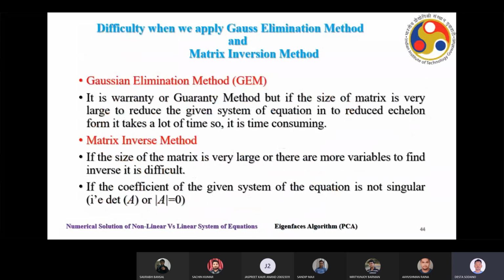But there is some difficulty when we apply the Gaussian elimination method to matrix inversion, especially when we solve by hand calculation. Most of the time, difficulties happen, meaning the size of the matrix is very large. To reduce it takes a lot of time. So for these matters, we are expected to use mathematical software.